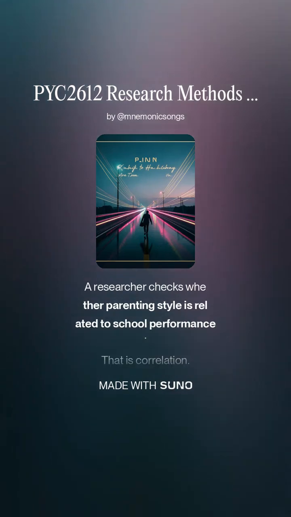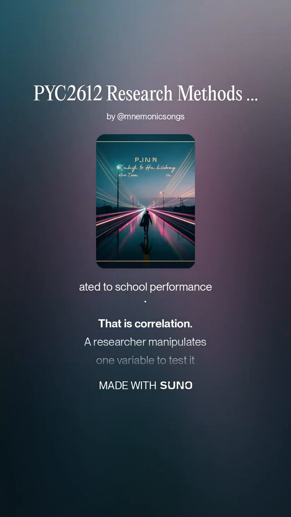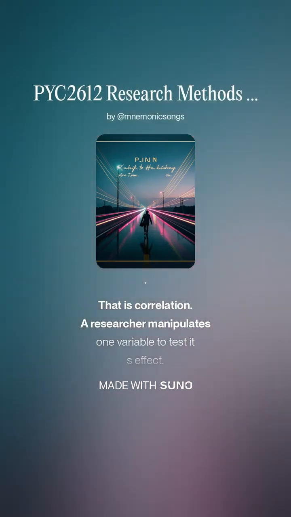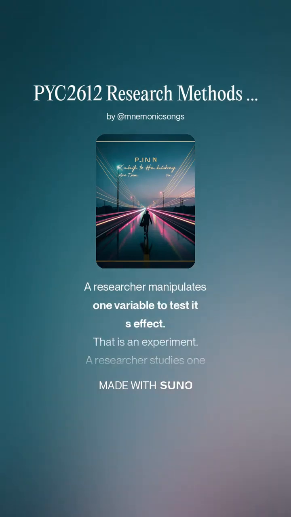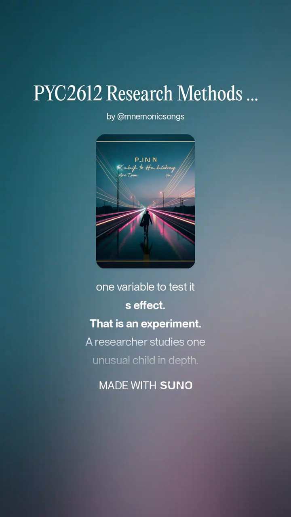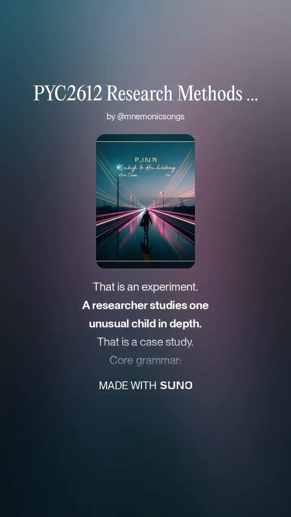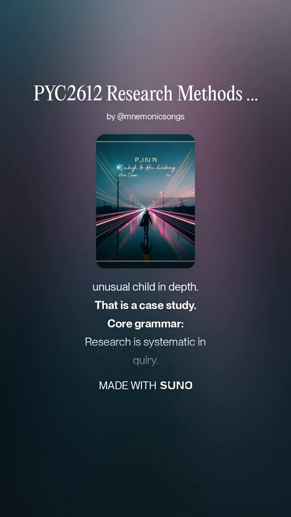A researcher checks whether parenting style is related to school performance. That is correlation. A researcher manipulates one variable to test its effect. That is an experiment. A researcher studies one unusual child in depth. That is a case study.